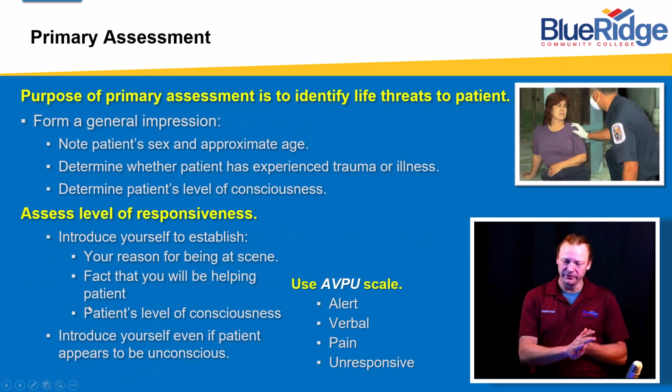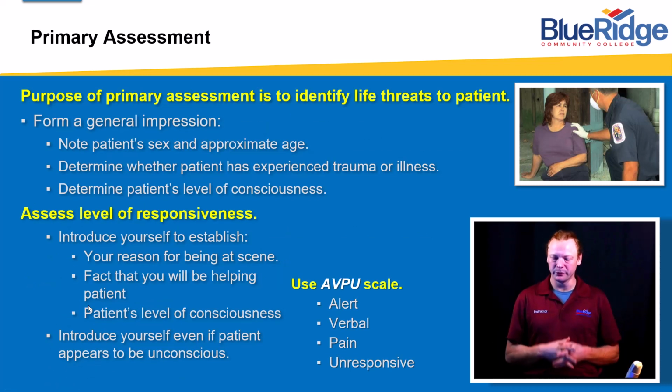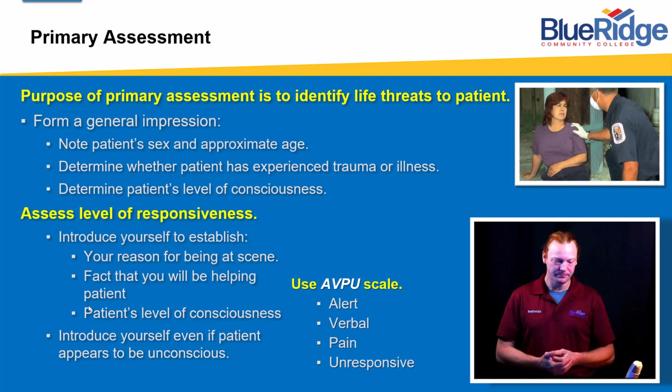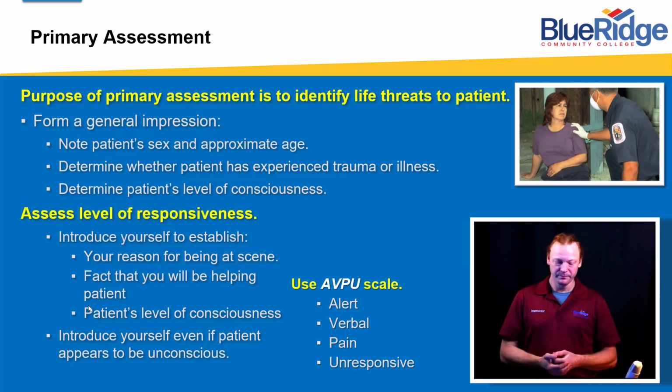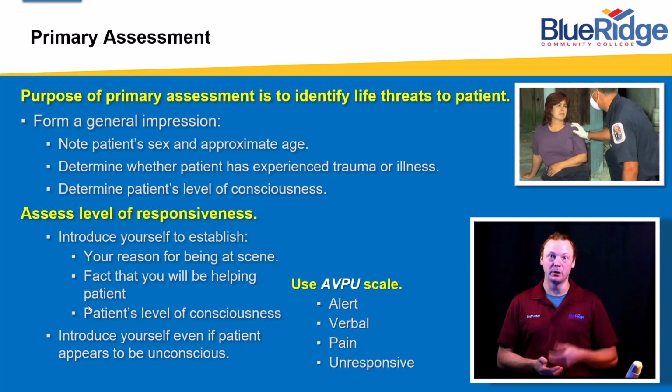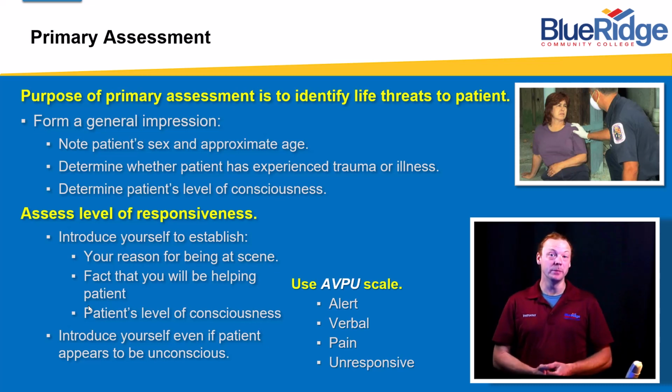So what is the purpose of a primary assessment? Well, we want to identify our life threats to our patients. We want to find out, is something trying to kill them right now? And do we need to address this right now? So we want to form a general impression of the patient, kind of approximate, or if they're conscious, you can ask them, how old are they? If you have to ask them, you can ask them, are they male or female? Sometimes it is difficult to determine that, but medically we do need to know whether they were born a male or a female. Determine whether the patient has experienced trauma or illness or even both.